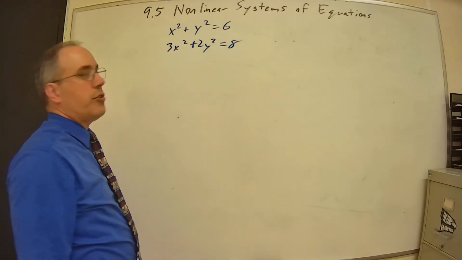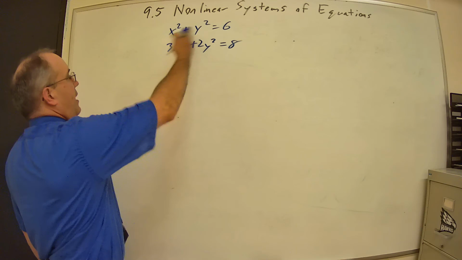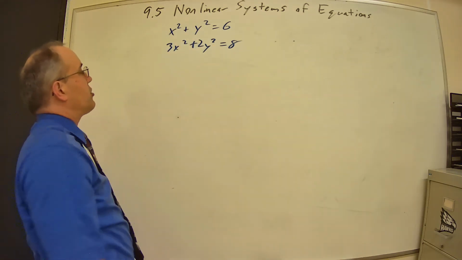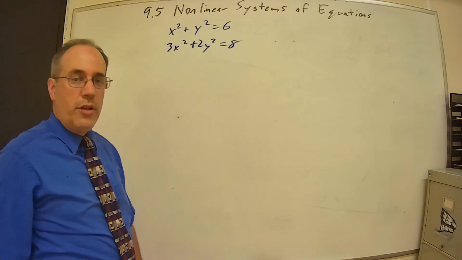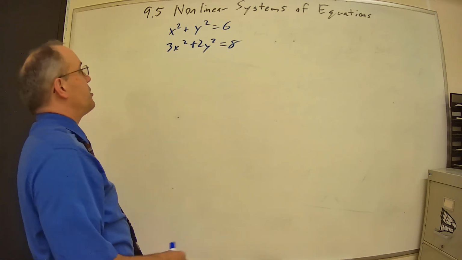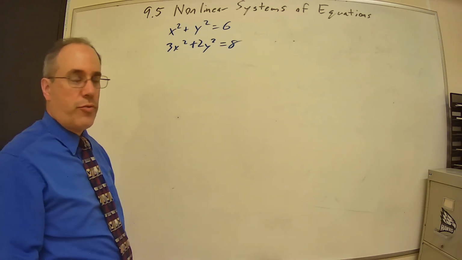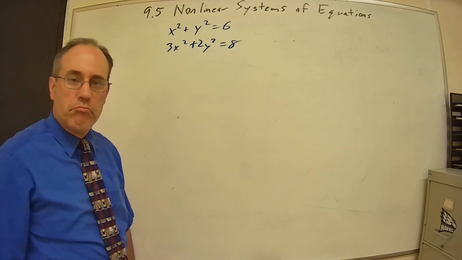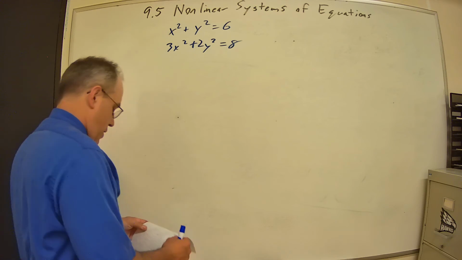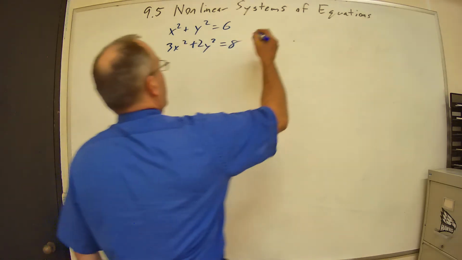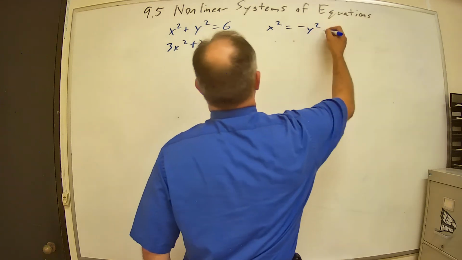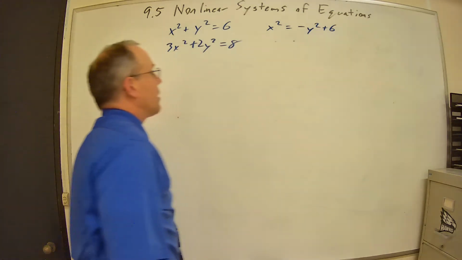So I have these two, and I could multiply this top by 2 or 3, so I could cancel out through elimination, or I can substitute. I'm going to choose to substitute in this one. Why? Just because I can. And why not? Right? So I can say x squared is equal to negative y squared plus 6.